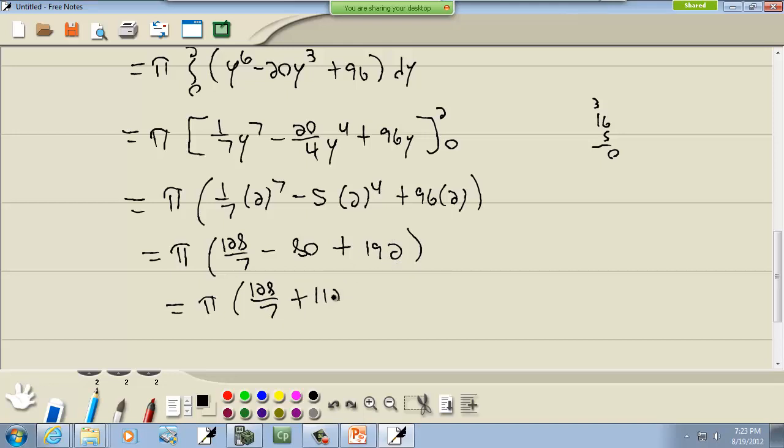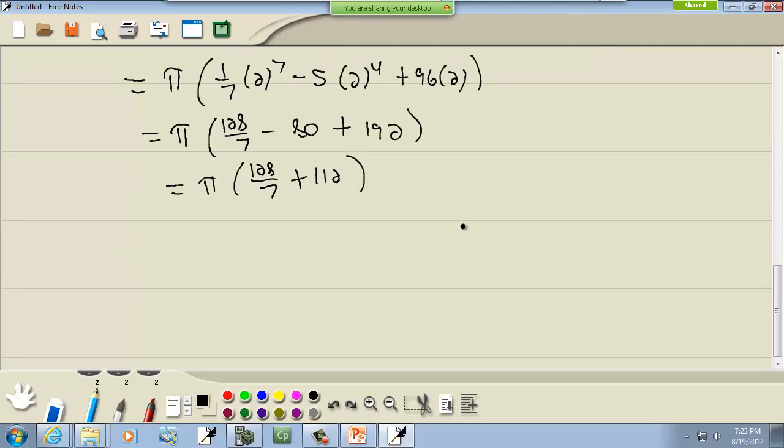112. Okay, mixed number. I'm going to take 112 times 7 and add 128. And assuming I didn't add or multiply incorrectly, our answer is 912 pi over 7.